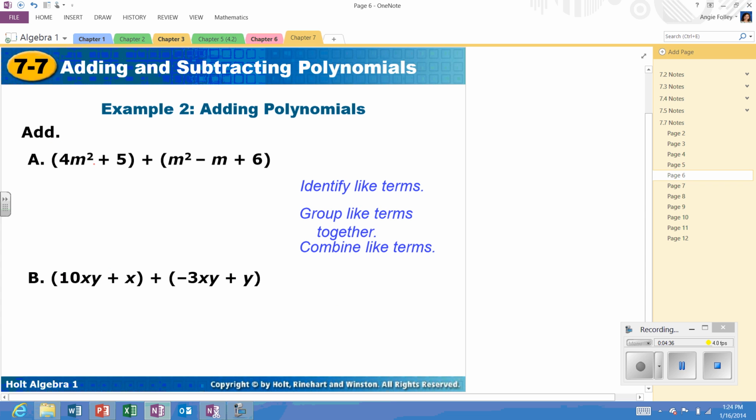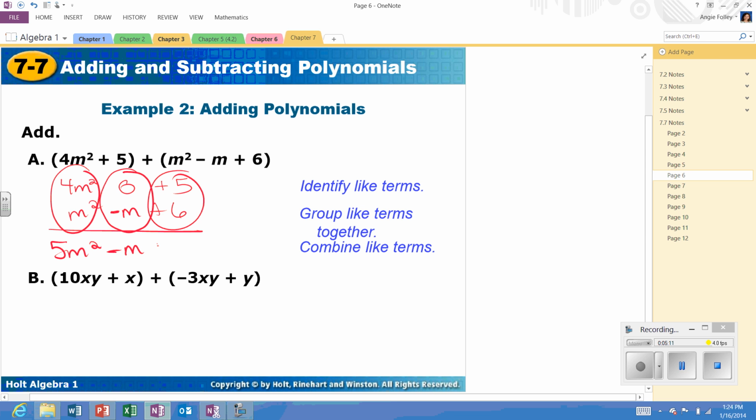Okay, so in this case, we're adding 4m squared plus 5 to m squared minus m plus 6. So I'm going to line up, in this case, I'm going to do it vertically just so you can see. And I'm going to leave a space because there's actually no m here. So I'm going to put m squared below it. There's a minus m here and a plus 6 here. So when I add these together, that becomes 5m squared. Since there is no other m here, it's just a 0, so 0 minus m is minus m. And then 5 plus 6 becomes 11.